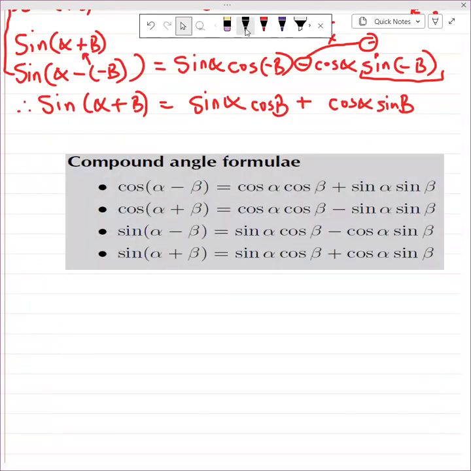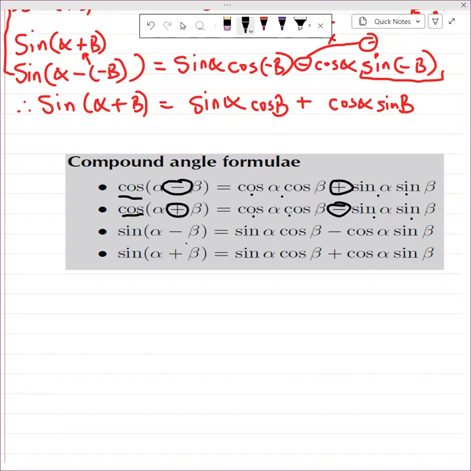So I want you to observe something. If you have cos, cos is always cos, cos, sine, sine. Do you see? Cos is always cos, cos, sine, sine. And then the signs for cos are opposite. If you have a minus here, here you have a plus. If you have a plus here, you're going to have a minus. Perfect. Those are the two compound angle identities for cos.